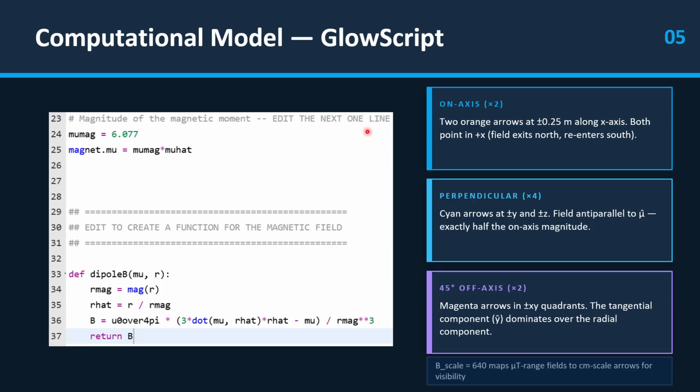The computational model right here, this is the main point in which we created the magnetic field. We simply pass in the magnetic moment that we calculated earlier, and we pass in the distance vector depending on where we're calculating the distance from. And then we use the good old formula, and we return that to get the magnitude of it.